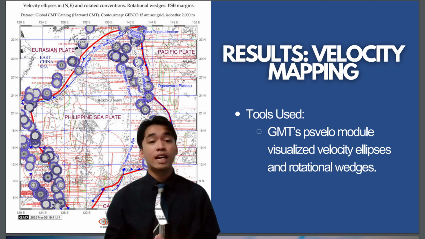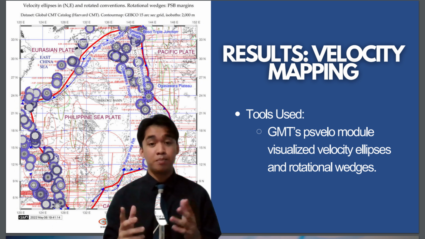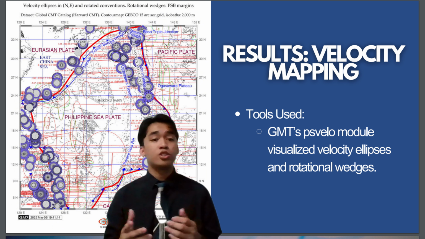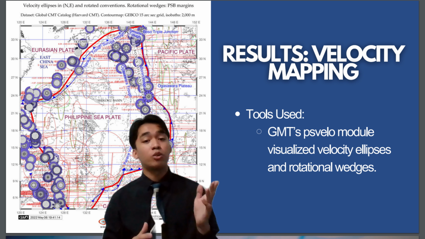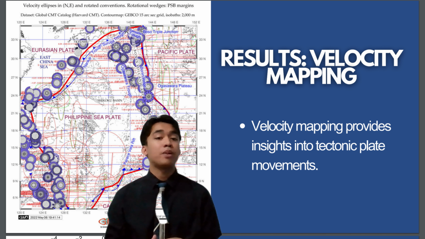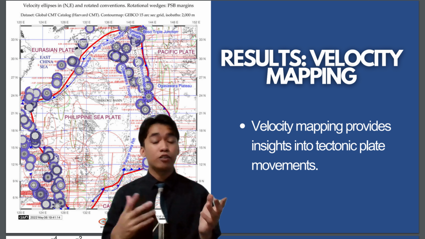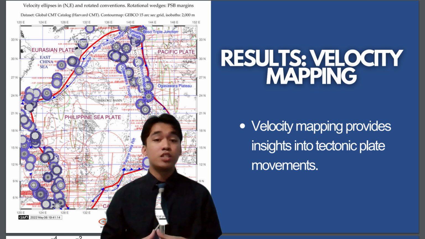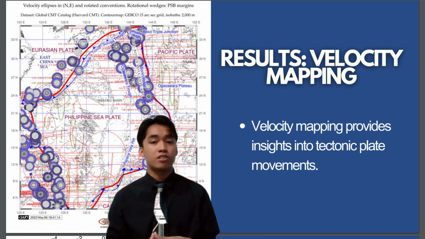And another important aspect of the study was velocity mapping, which was done using GMT's PS Velo module. Velocity mapping provides insights into the movement of tectonic plates by visualizing velocity ellipses and rotational wedges. These visualizations help geophysicists understand the dynamics of plate interactions and how seismic forces are distributed across the region.